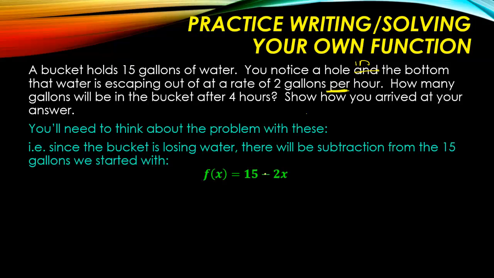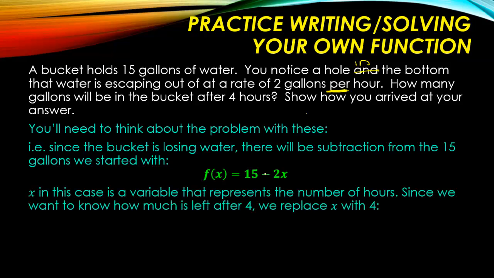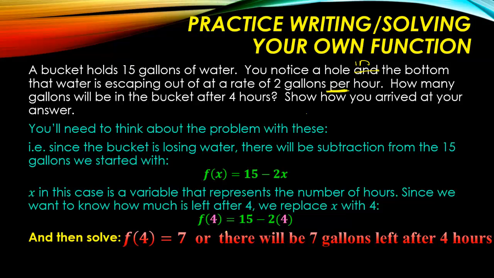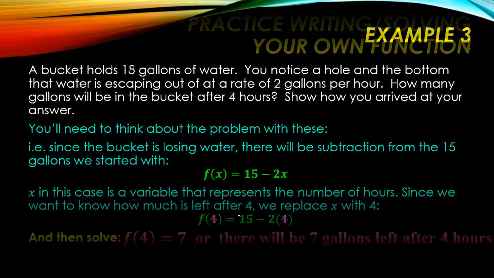So we take that equation and say we want to know how many gallons are going to be in the bucket after 4 hours. So we're basically saying if we have f of x, what is f of x when x equals 4? So go ahead and say, well, f of 4 equals 15 minus 2 times 4, which is 8. Okay, and 15 minus 8 is 7. So there'd be 7 gallons left after 4 hours.